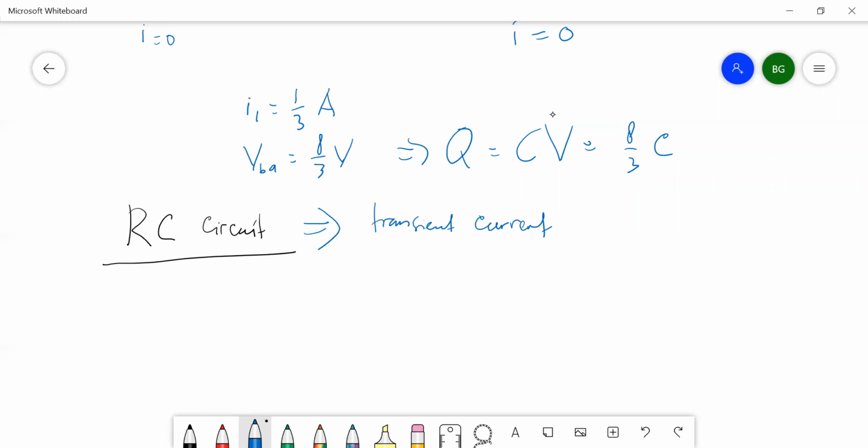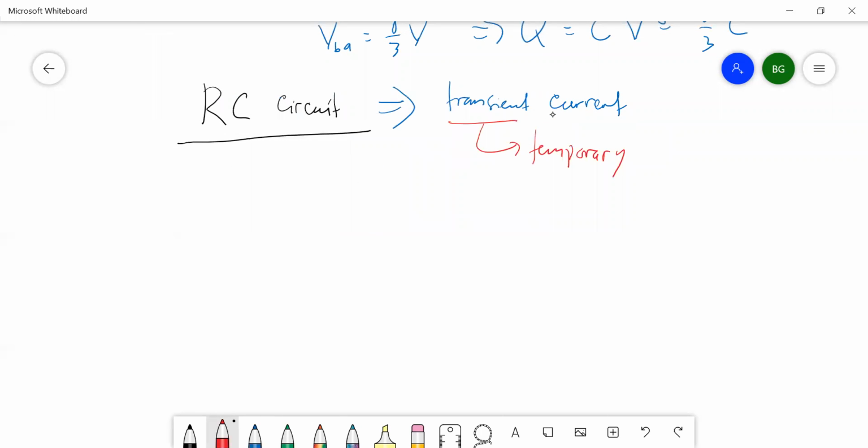Transient means temporary. Let's consider a circuit.